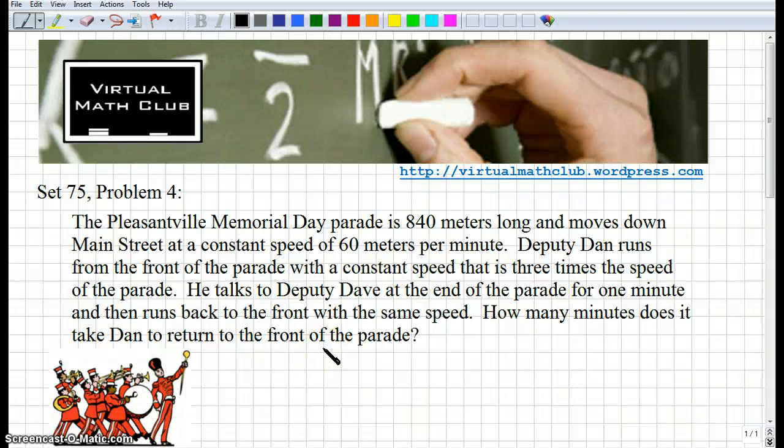All right, the Pleasantville Memorial Day Parade is coming down Main Street. It's 840 meters long and it moves at a constant speed of 60 meters per minute. Okay, let me underline this data, important stuff. 840 meters long, 60 meters per minute.